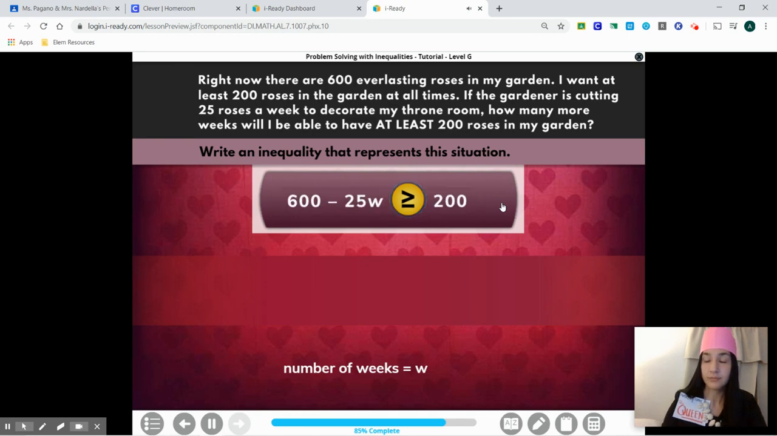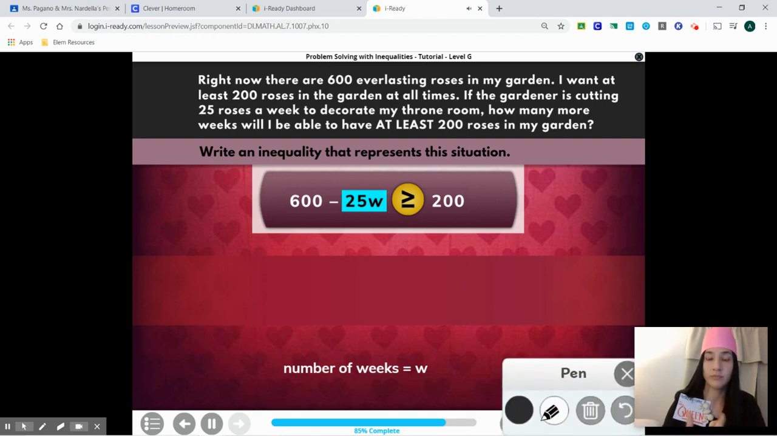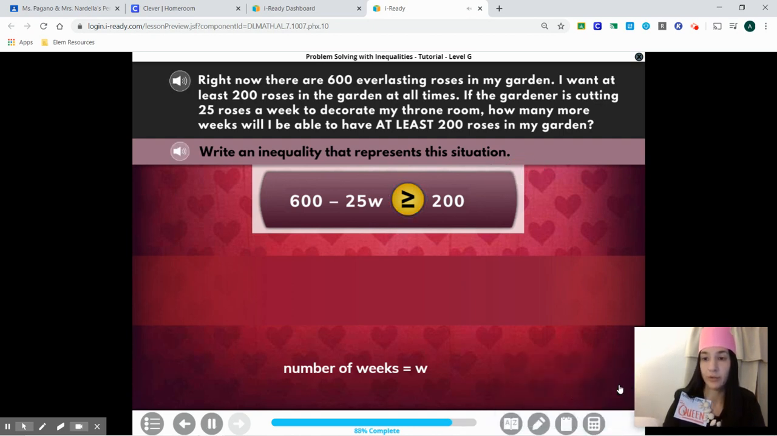Great job! You can determine how many roses were cut by multiplying the number cut each week, 25, by the number of weeks the gardener has been cutting them, W. Then subtract that from the 600 roses the queen started with. That will tell you how many roses are still remaining in the garden. The queen wants that amount to be at least 200, so it has to be more than 200 or equal to it. Oh, we have to click next first. Please hold. I'm going to rewrite it again.